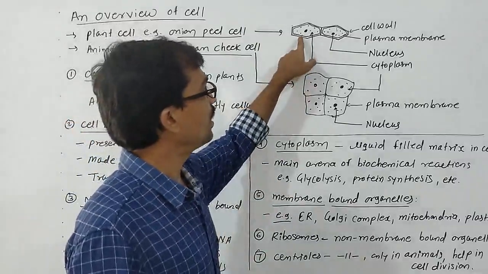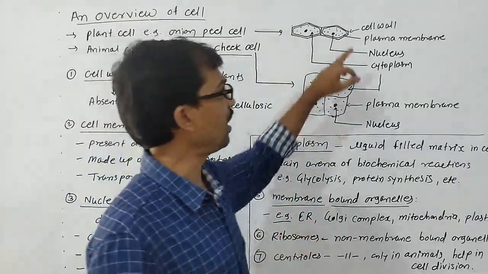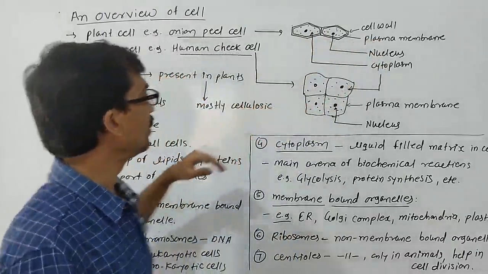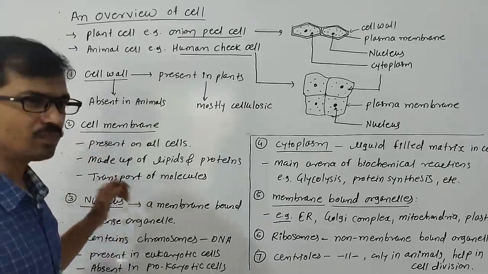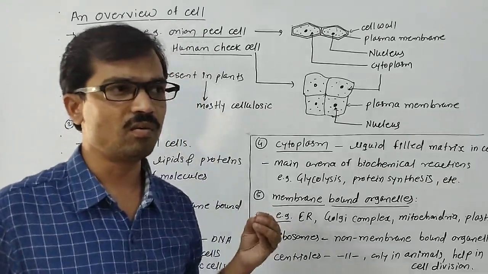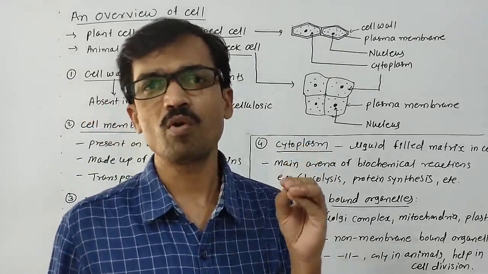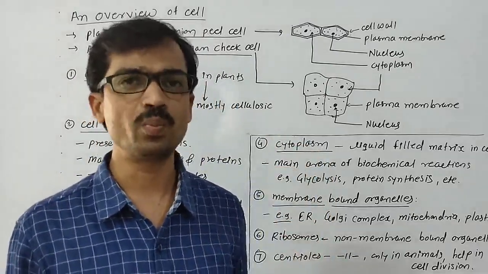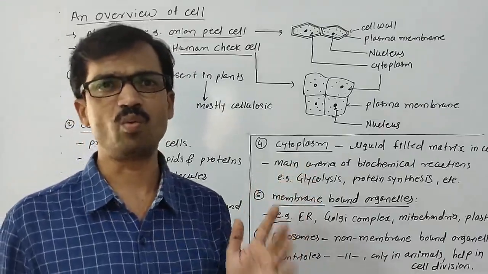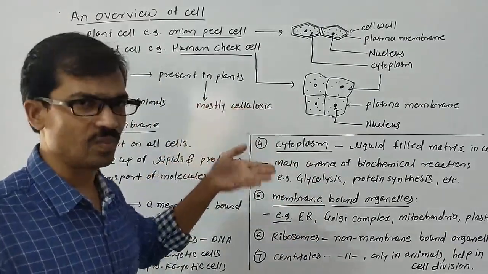Okay. Now, inside the cell wall, there is a membrane, and that membrane is generally called a plasma membrane or cell membrane. And the plasma membrane or the cell membrane is generally made up of lipids and proteins. And in most of the cells, a little amount of carbohydrate is also present, but the amount of carbohydrate is very little, less than 0.1%.